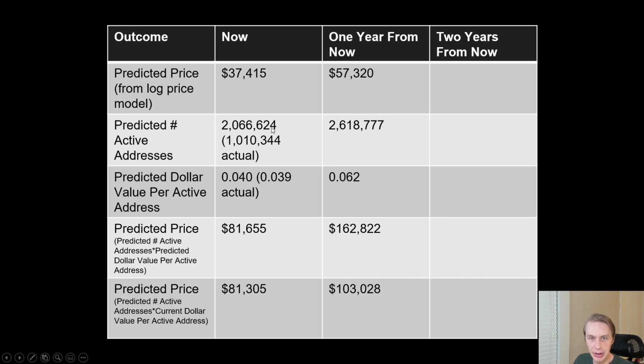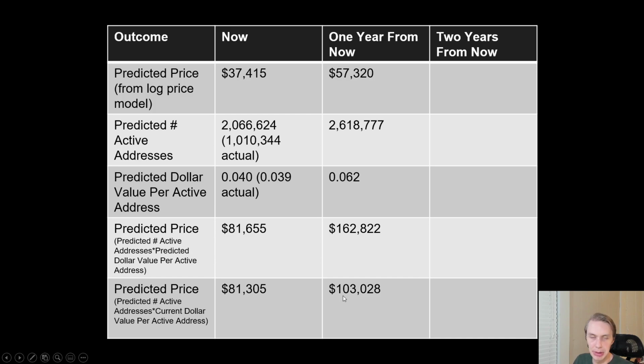We'd expect to add a little under 600,000 more active addresses to the network. We'd also expect to increase the value placed on each one of those by about 50%. And so that ends up leading to an overall predicted price from this model, where we're just multiplying these two together, of $162,800. And you can see how much these are diverging now. 60,000, this is over 100,000 more per Bitcoin this is expecting.